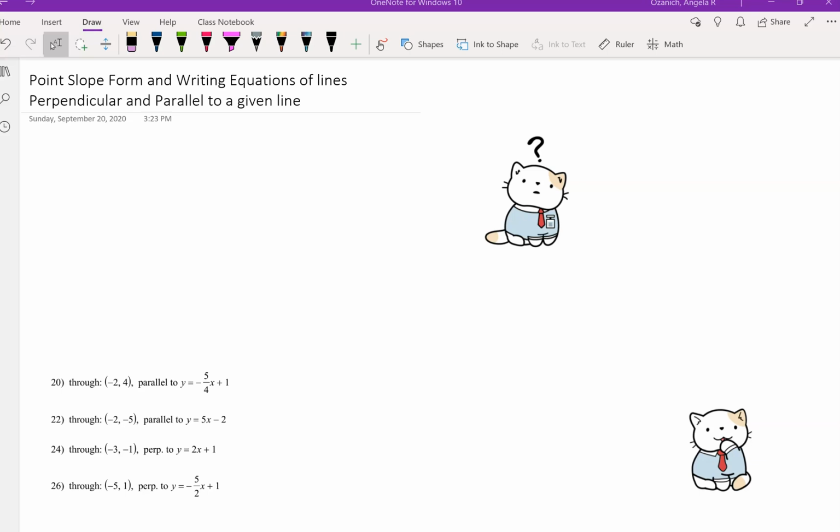All right, here we go. We got a couple little kitty cats with us with giant question marks over their heads, wondering what I'm about to throw at you. You guys probably are too. We are going to talk about the point-slope form of an equation and writing equations of lines perpendicular and parallel to a given line. So that is a lot to ingest right off the gate.